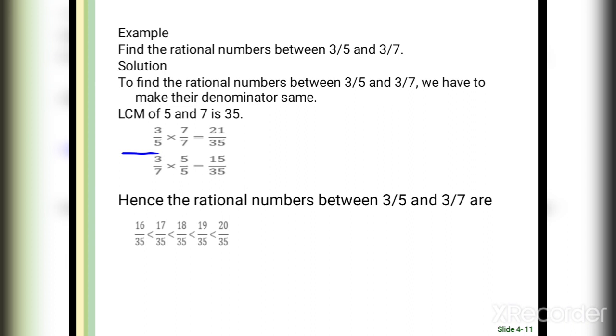In the second one, this is 3 by 7. If I have to make the denominator 35, we have to multiply it with 5. So if I multiply 5 with the denominator, we have to multiply 5 in the numerator also. So we will get 15 by 35. Hence we can find the rational numbers between them now. These are 16 by 35, 17 by 35, 18 by 35, 19 by 35 and 20 by 35.